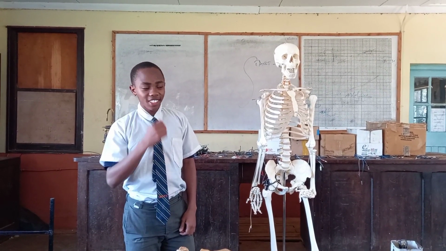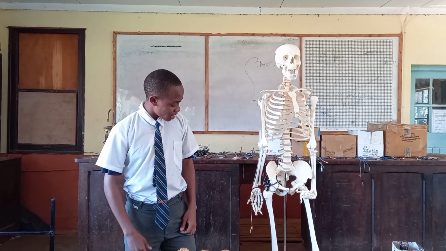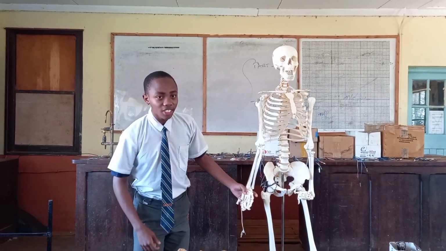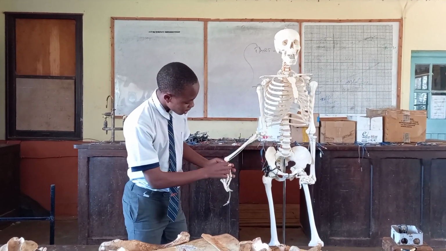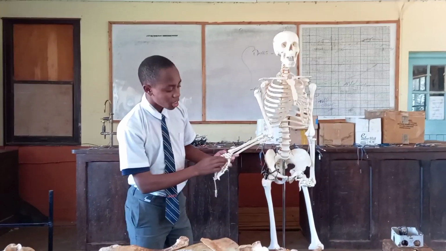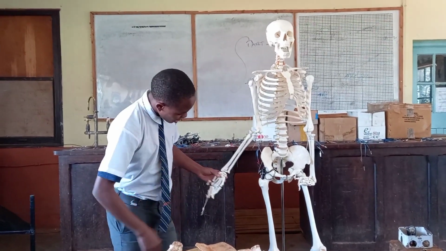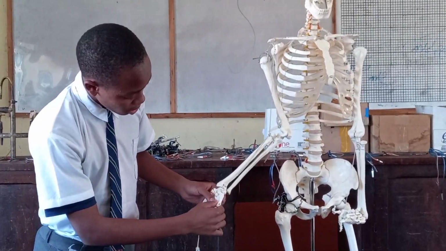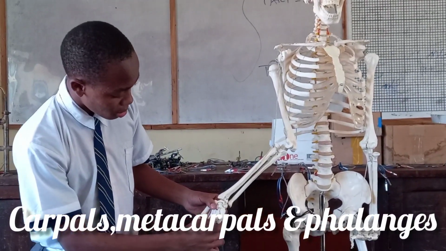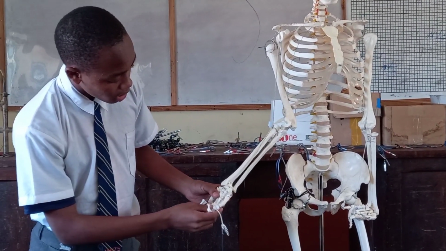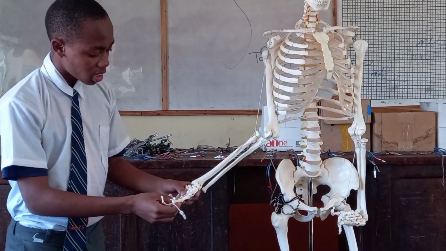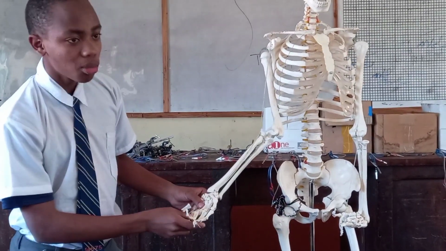My name is Lewis Nari, Kagumo High School. Today we are going to look at the bones found in the arm. In the arm, there are carpals, which are made of small bones. Then we have metacarpals, which are much longer than the carpals, and at the fingers, we have the phalanges. These bones are joined by cartilage, which enables movement.